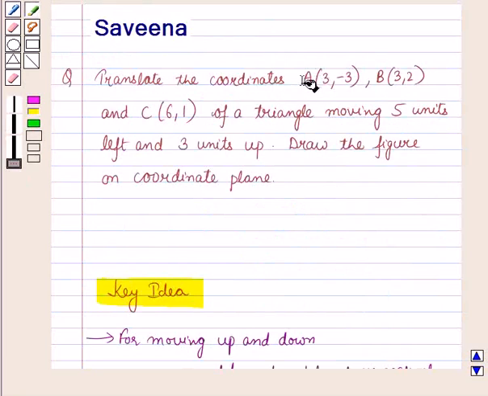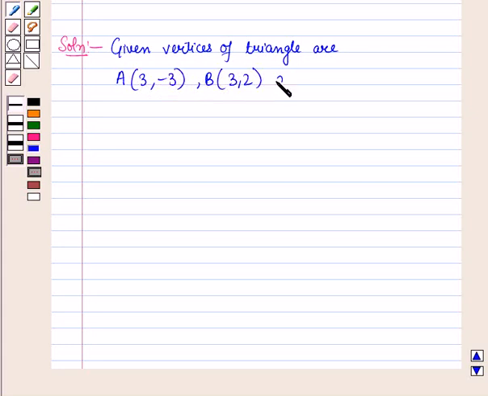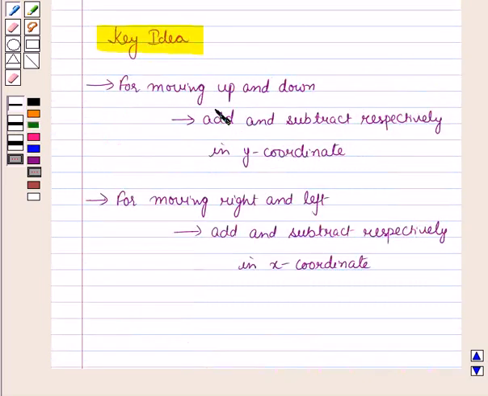Now in the question, vertices of triangle are given to us. Given vertices of a triangle are A with coordinates 3, -3, B with coordinates 3, 2 and C with coordinates 6, 1. Now we have to translate the coordinates of the triangle moving 5 units left and 3 units up. For this we will use the results which are given to us in the key idea.